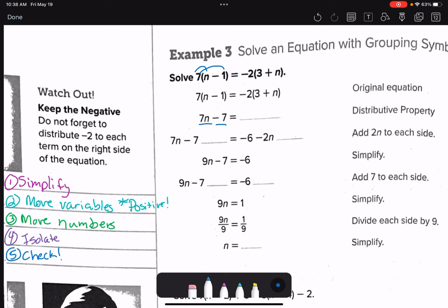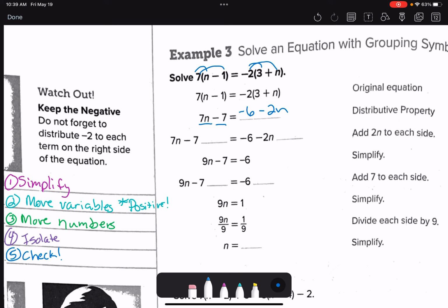Go to the right side. The right side here has -2 times 3. -2 times 3 is -6. -2 times n is -2n. Remember, when you're multiplying a number with a variable that looks like that with just a coefficient of 1, it's just that number and the variable now combined. -6 minus 2n has no like terms, so that means the simplify portion is now done.